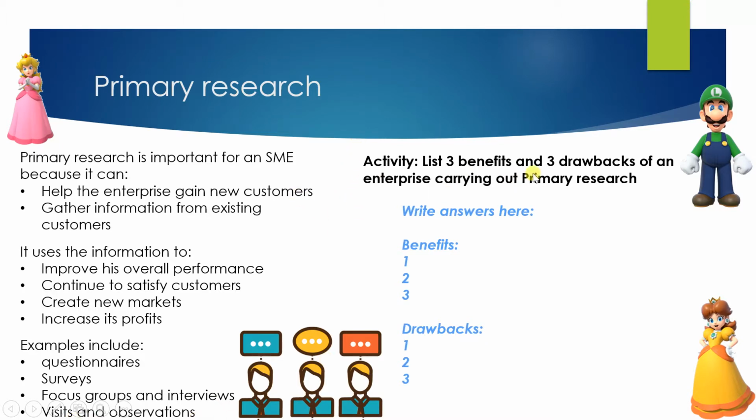List 3 benefits and 3 drawbacks of an enterprise carrying out primary research. Write your answers in the box below. For the benefits, think about how they use the information that they collect to improve their business. And for the drawbacks, think about how time-consuming primary research is and maybe the expense.